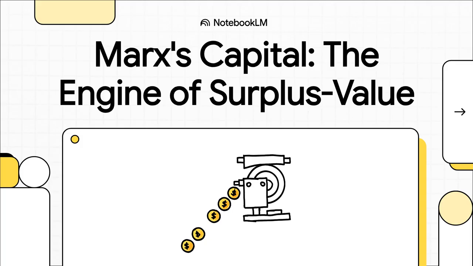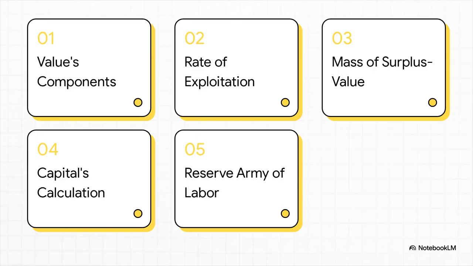After establishing how capitalists try to extend the working day, Marx now gets into the nitty-gritty, the quantitative side of things. He's asking, what determines the total amount, the sheer mass of surplus value a capitalist can actually walk away with? Here's our game plan.